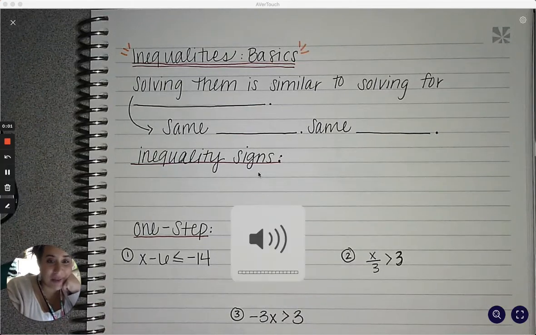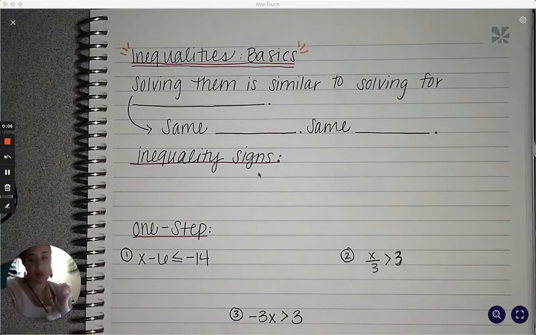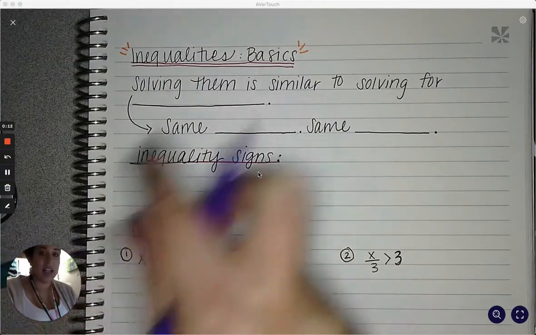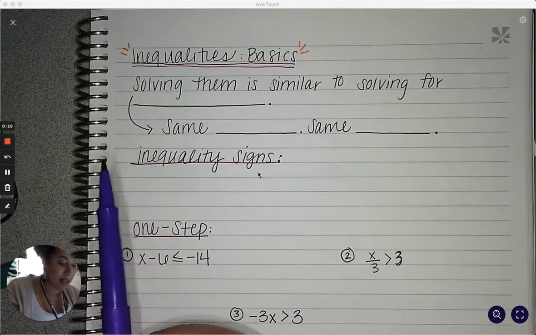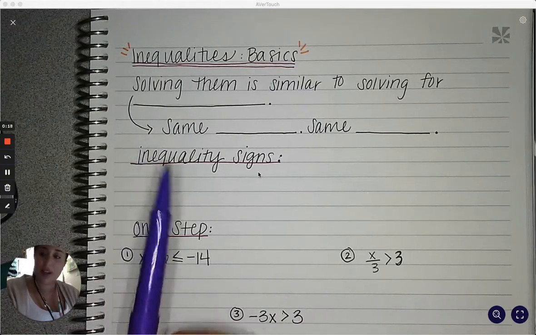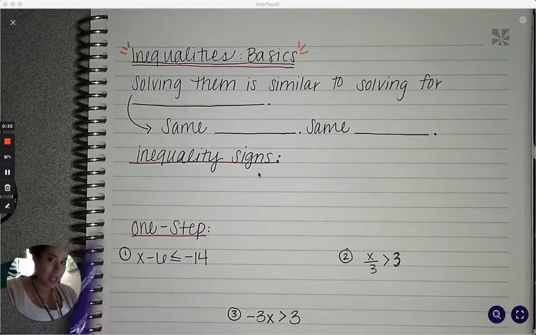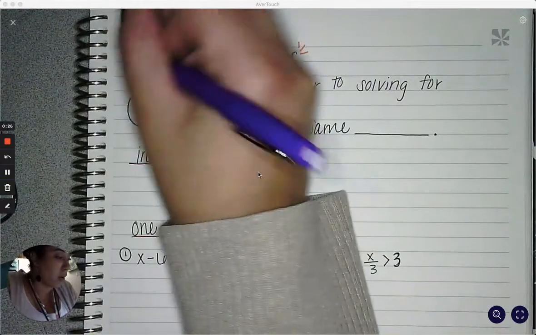Right, ladies and gentlemen, we're going to talk a little bit about inequalities. I think I broke it down into 3 different sections for us. I think we'll do 2 videos today and 1 video the next class period. So our first set of notes are going to be our inequality basics. Hopefully I don't throw anything new at you that you haven't seen before, but if I do, hopefully it makes sense. Okay, so solving an inequality is very similar to solving for a variable.